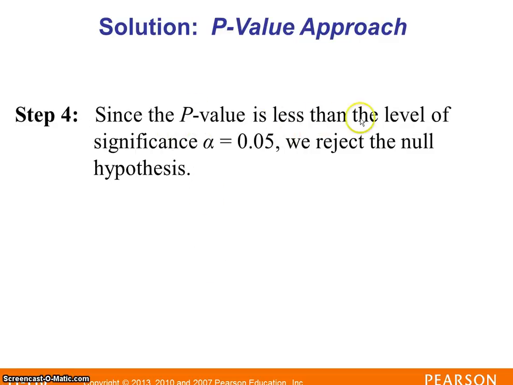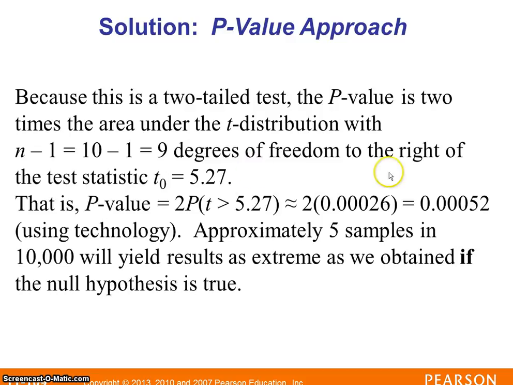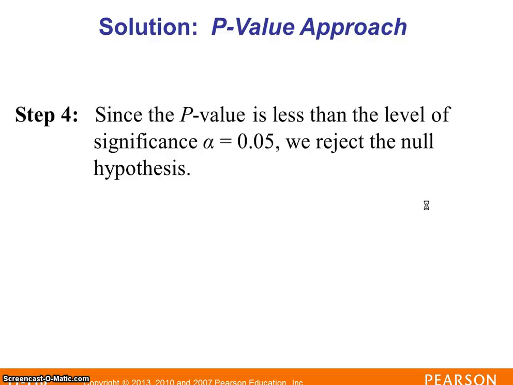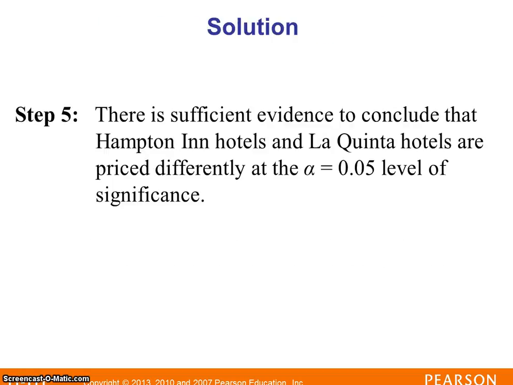Since the p-value in this case is less than the level of significance, we reject the null hypothesis. And remember, you'll need to double the area here because you're talking about a two-tailed test, and since the t distribution is symmetric, you can just double it, unlike the chi-squared distribution. And then make sure that you state the conclusion in words that people can understand. So there is sufficient evidence to conclude that the Hampton Inn hotels and the Quinta Inn hotels are priced differently.